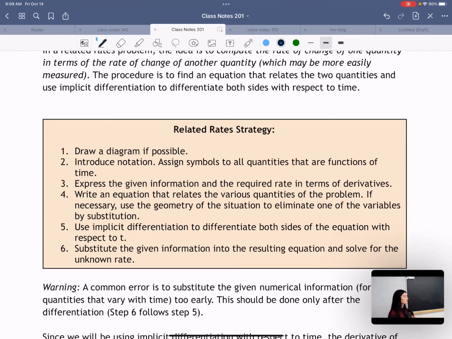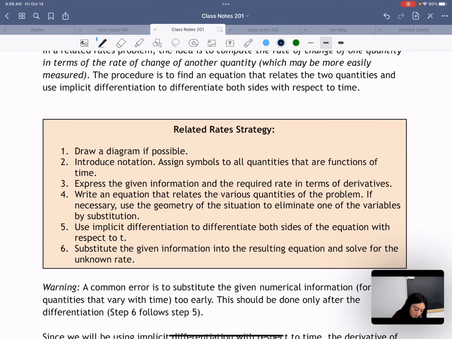So maybe variables that come out, maybe functions of time like volume or speed, something like that. Okay. The third thing we're going to do is find some sort of way to organize all the information we're given. So we're going to figure out what we're given in the question, and we also want to figure out what we want to find. Okay.